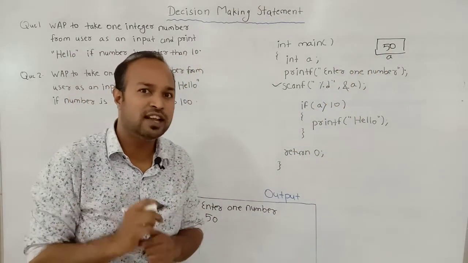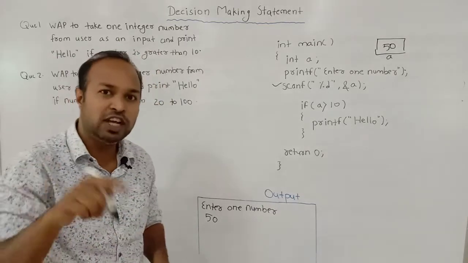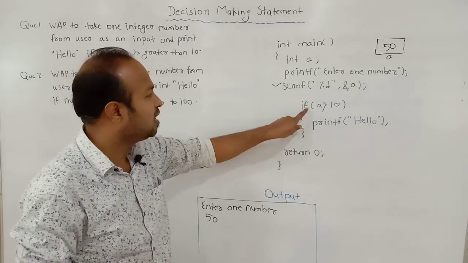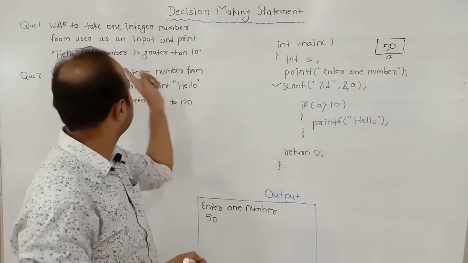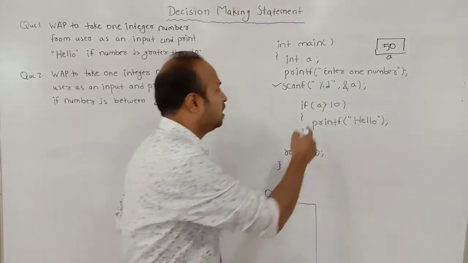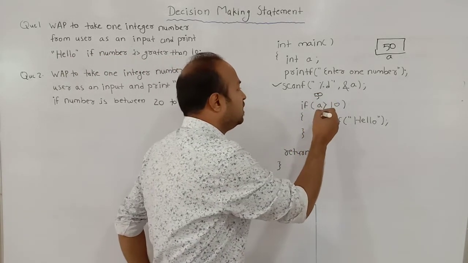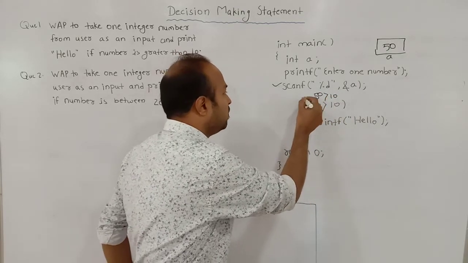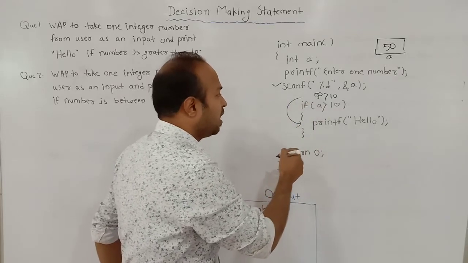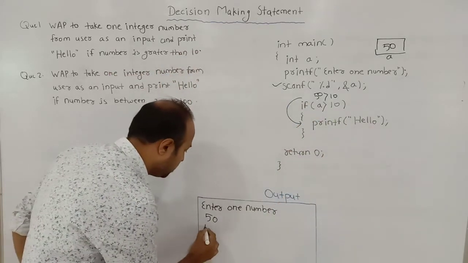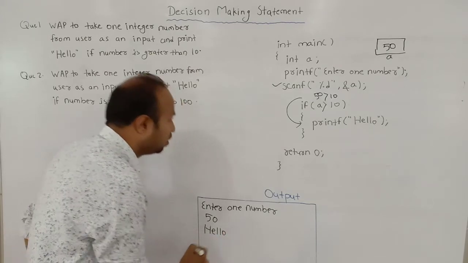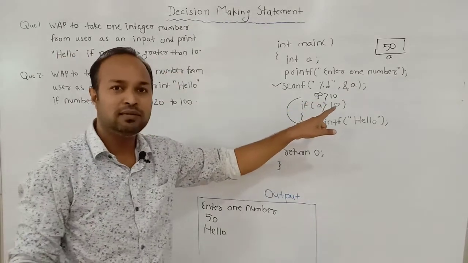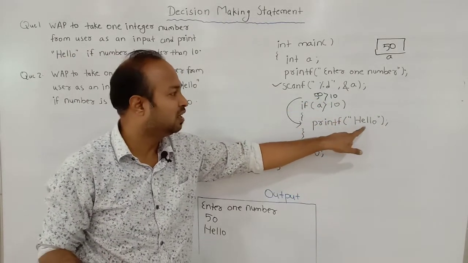Now the value of a is in the slide. The user has entered the number. Now we have to check the condition: whether the entered number is less than 10 or greater than 10. So here we are placing an if statement, and we have written the condition a is greater than 10. Here the value of a is 50, and 50 is greater than 10, so this condition is true. We will move inside the if statement and print hello. This will be our output. The condition is satisfied because the entered number is more than 10, therefore we have printed hello.